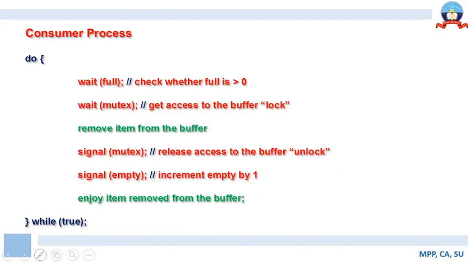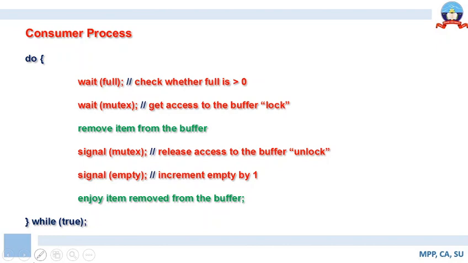Now let us move on to the description of the consumer process. Compared to the producer, the consumer performs a validation on full, right? Only if full is greater than 0, the consumer will be allowed to consume an item from the buffer. This is an important imposition that we have already learned. A consumer can consume an item from the buffer only when there is an item in the buffer. So first the consumer has to validate whether there is an item on the buffer.